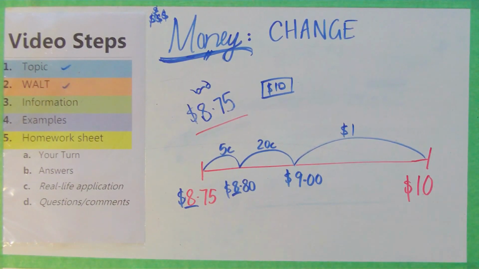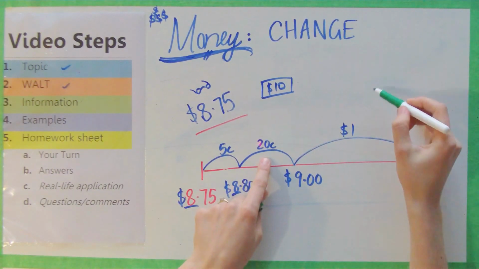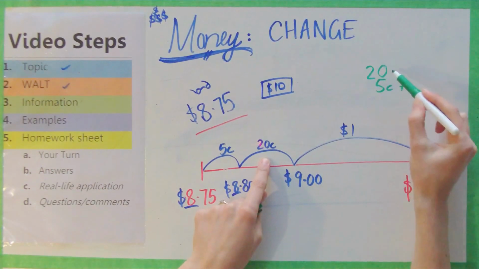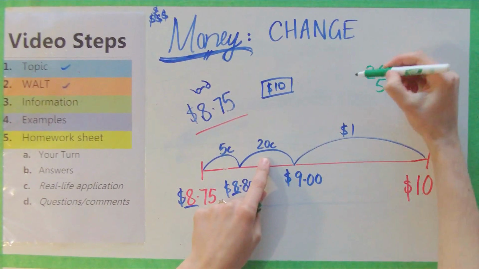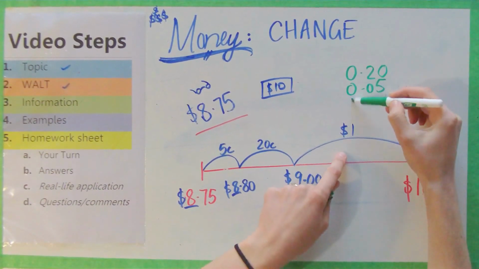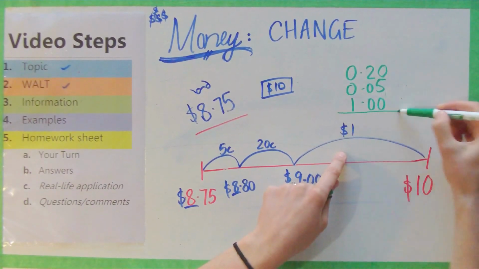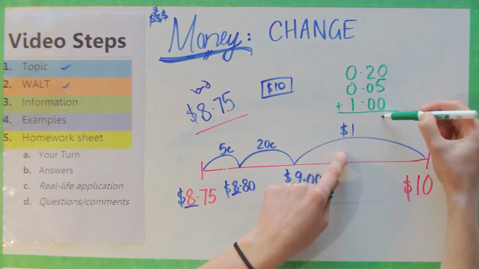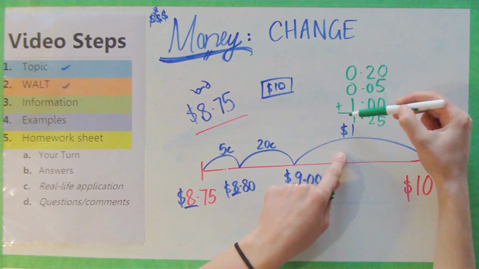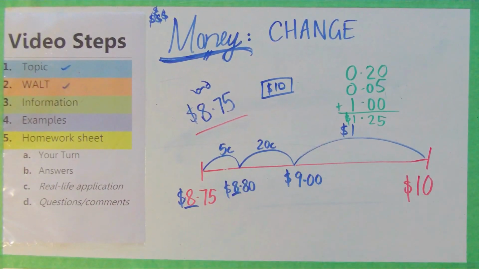So you've got 5 cents plus 20 cents. You can even do it like this if you wanted: 5 cents plus 20 cents plus $1. And then you add them up. It's 5, 2 plus nothing is 2, nothing plus 1 is 1. So it equals $1.25. That would be his change.